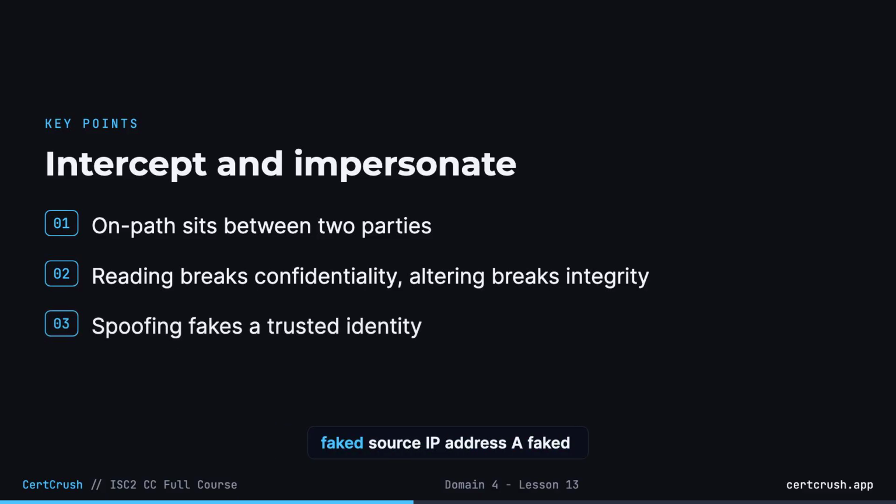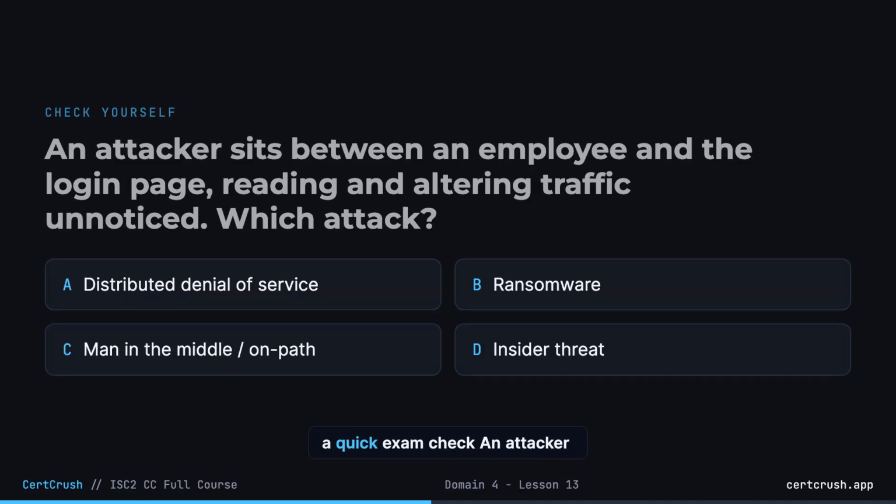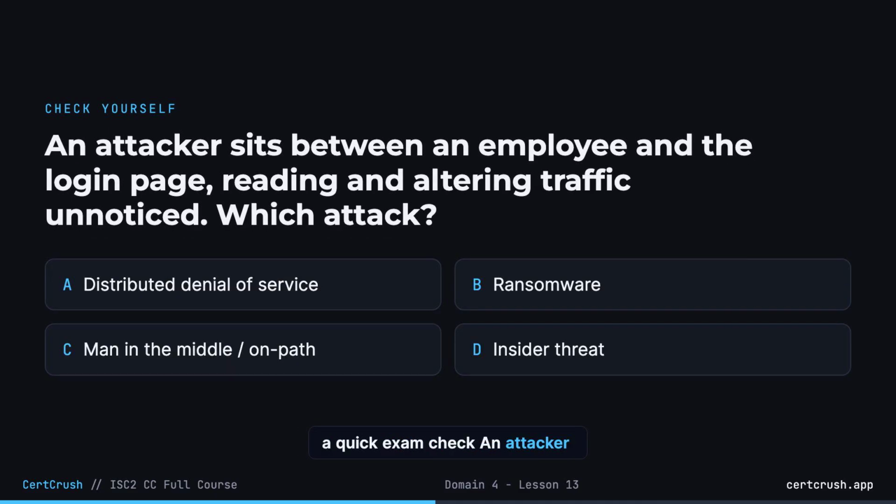Closely related is spoofing. Spoofing is faking your identity to look like someone trusted. A faked source IP address, a faked email sender, a faked website. It is the lie that lets many other attacks get started.